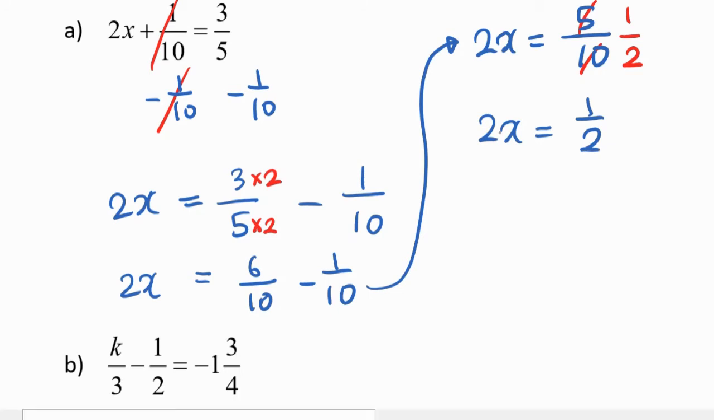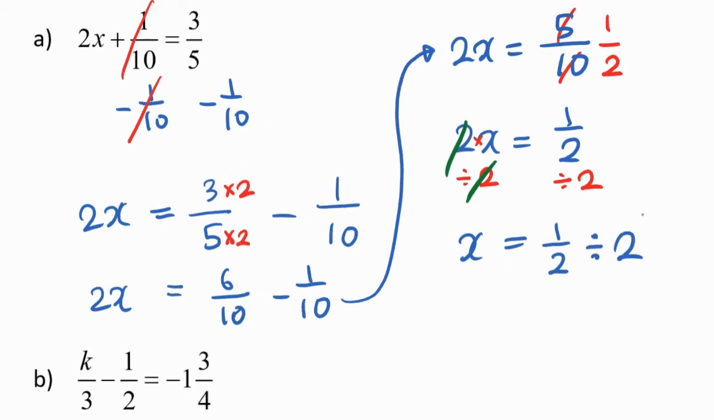Alright, Abby, what's hiding in between 2 and x? Multiplication. So multiplication is hiding. So we're going to divide both sides by 2. Then that will be x isolated because it cancels out. So I have 1 over 2 divided by 2. So before you solve this, I'm going to change 2 to a fraction by putting it over 1. Then x will be 1 over 2 divided by 2 over 1.